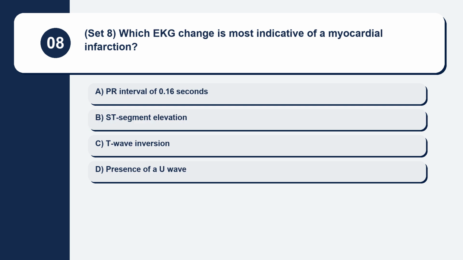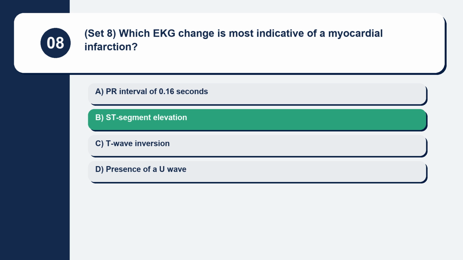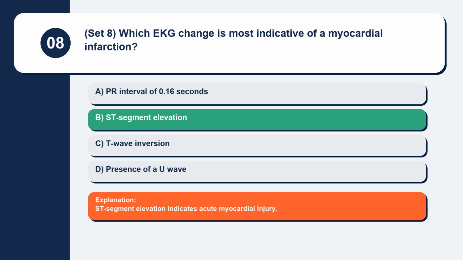Question 8, Set 8. Which EKG change is most indicative of a myocardial infarction? PR interval of 0.16 seconds, ST segment elevation, T wave inversion, presence of a U wave. ST segment elevation indicates acute myocardial injury.